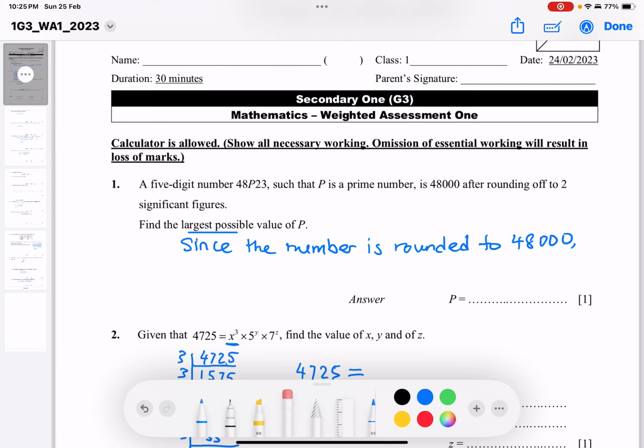In the first sum, we have a 5-digit number 48,0P23, and this number is rounded to 48,000. Since it's rounded down, therefore P must be less than 5. P is a prime number, so it could be either 2 or 3, but since it has to be the largest possible, therefore P must be 3.